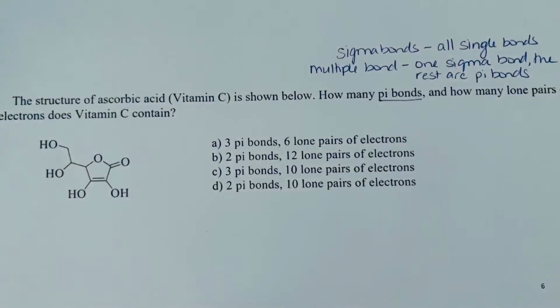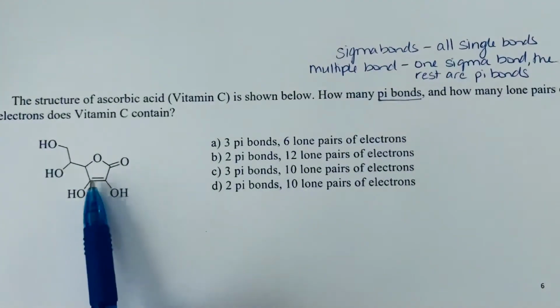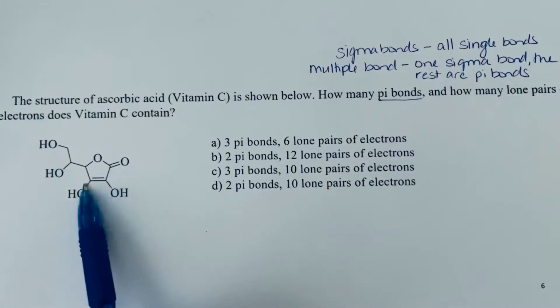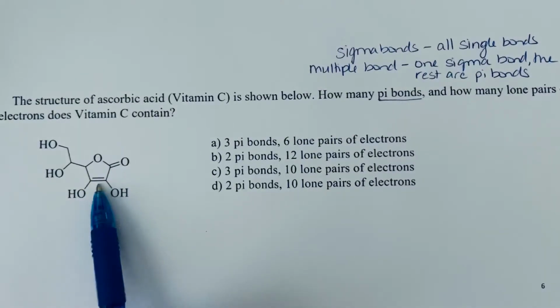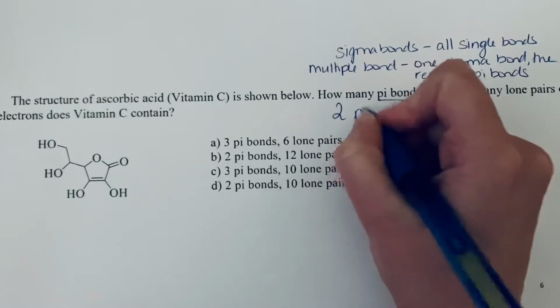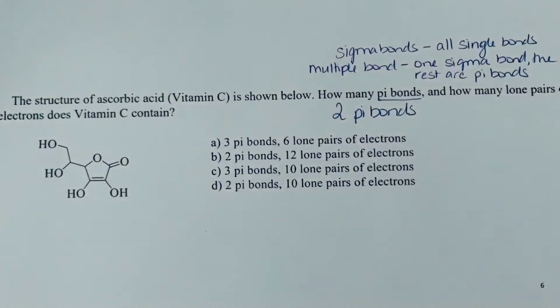So all we are considering here if we're looking for pi bonds is where we have multiple bonds. And we see that we have two double bonds in this molecule. So for each of these double bonds, we would say one of the bonds is a sigma bond and one is a pi bond. So we have 1, 2 pi bonds in this molecule. Okay, so that answers the first part of our question.